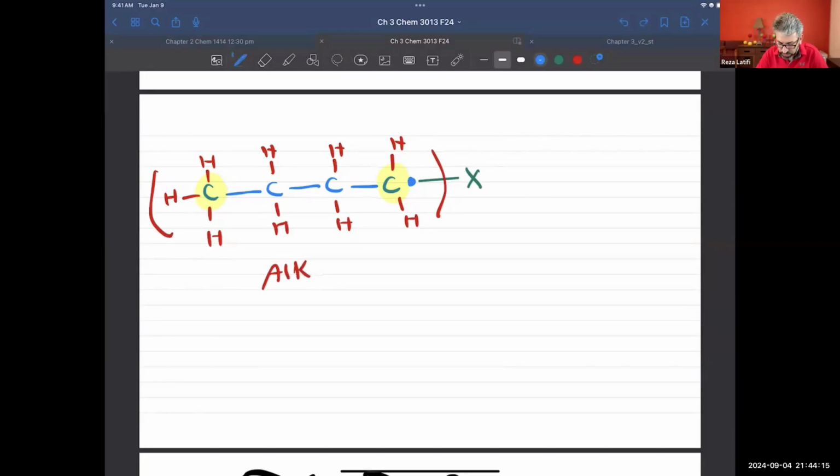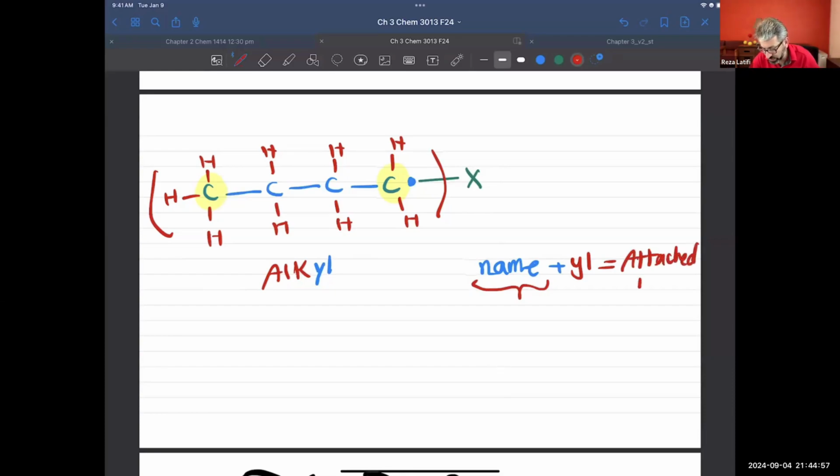I'm going to write YL in a different color. Alkyl. That means you have an alkane that is attached to something. You have a chain attached to X. So from now on, anytime you add YL to the end of the name, let's say we have a name and then you add YL to it, that means this piece, whatever it is, is attached to something.